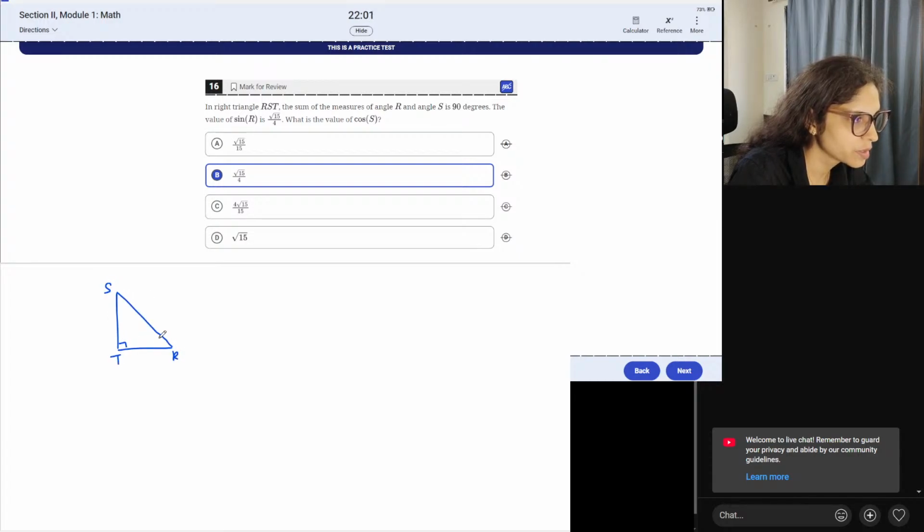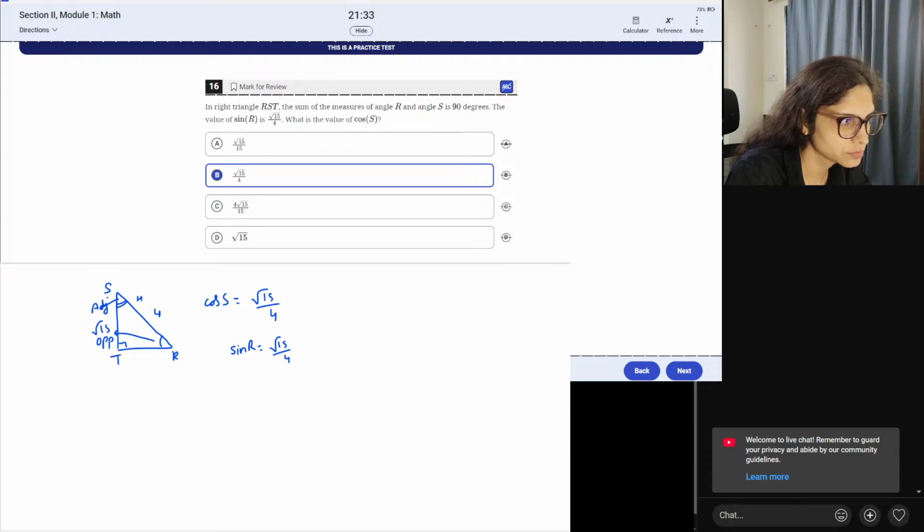RST. Sine R is square root 15 over 4. So opposite is square root 15. Hypotenuse is 4. You're looking for cosine. Cosine is adjacent over hypotenuse, so adjacent becomes square root 15, hypotenuse is 4. I hope you understand, because for R this is opposite, but for S, this is adjacent. Okay, so it's square root 15 over 4.